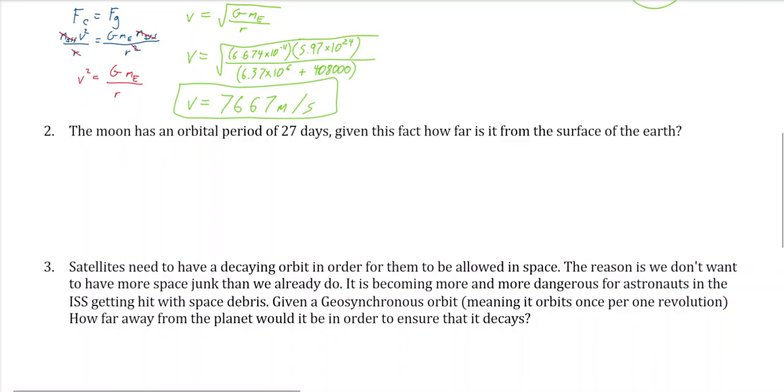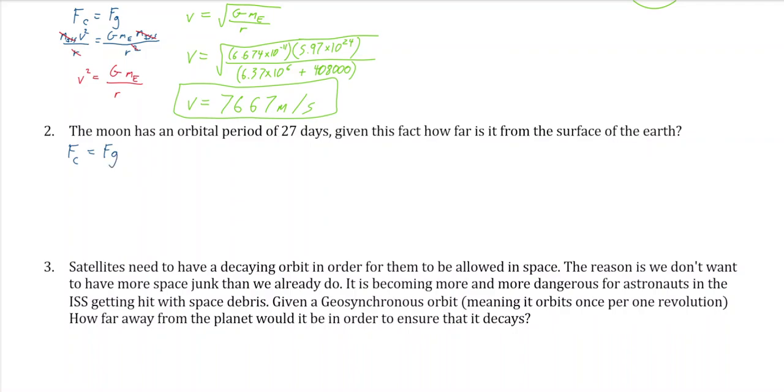Okay, so let's read this one. The moon has an orbital period of 27 days. Given this fact, how far is it from the surface of the Earth? Now, I'm going to tell you right now, the moon has a quote-unquote stable orbit. So it may not be perfectly stable, but it's stable enough over the course of millions of years. So we're going to call it a stable orbit. So FC equals FG, and it's really going to be the same process, except we're solving for the radius this time.